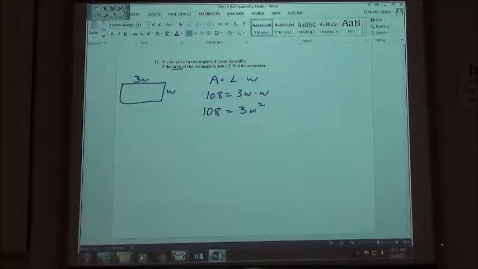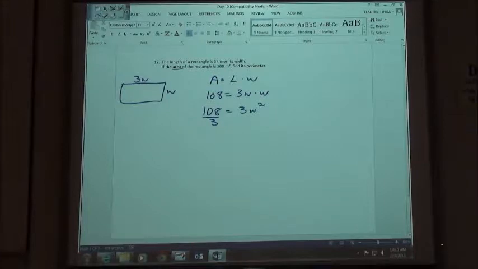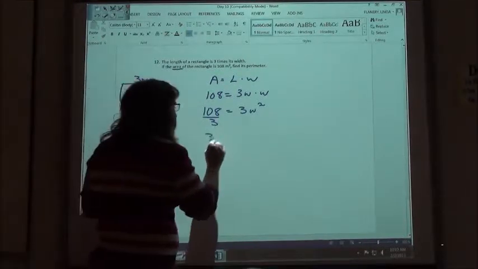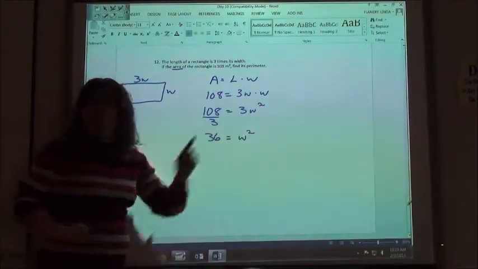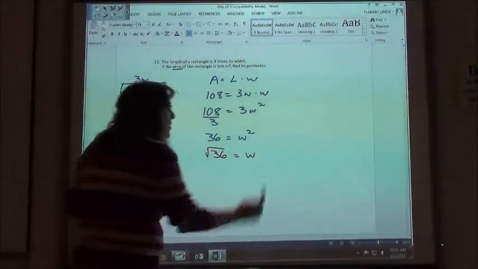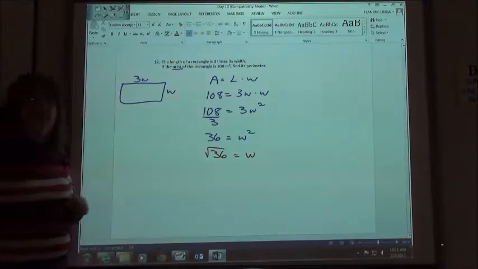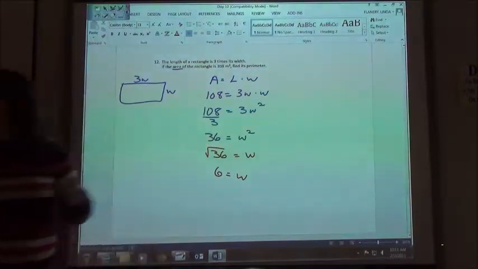In order to solve that, the first thing we're going to do is get rid of that coefficient, so we're going to divide by the 3. 108 divided by 3 gives me 36. So 36 is equal to W squared. Technically, to solve that, we're doing the opposite of squaring. What's the opposite of squaring? Taking the square root of something. So what I'm going to do is take the square root of 36 in order to find what W is. The square root of 36 is 6, right? If 36 is equal to something squared, it has to be 6 squared that's equal to 36.